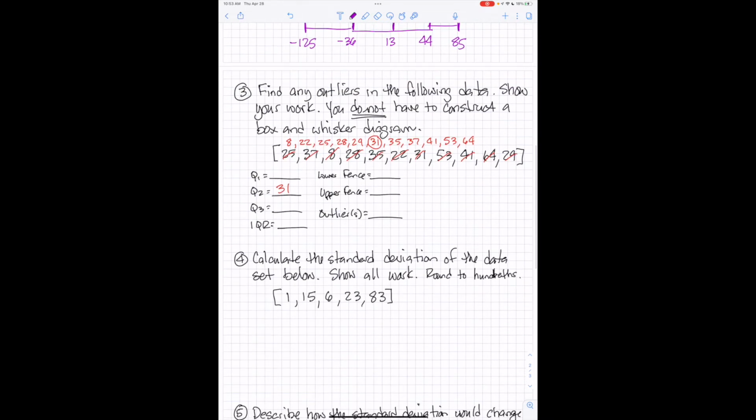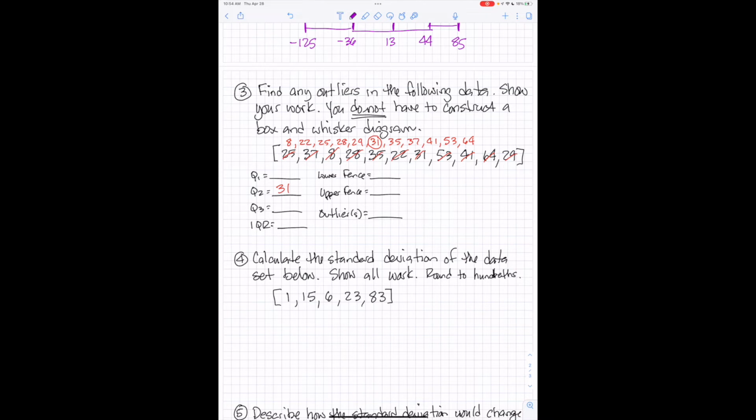Number 3, we're looking for outliers. So again, we have to do the box and whisker plot. I've already found the median, Q2. So Q2 is 31. There's 11 pieces of data, so it would just be the middle piece of data, so 5 on each side.